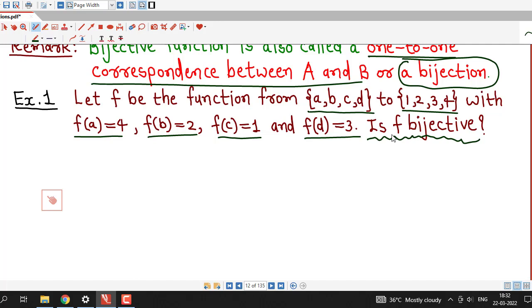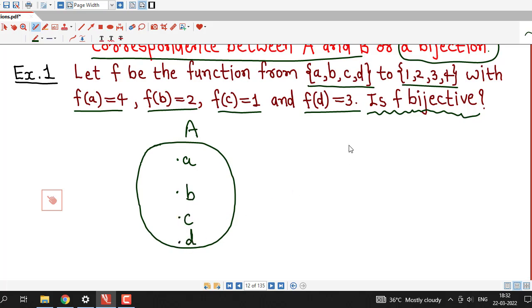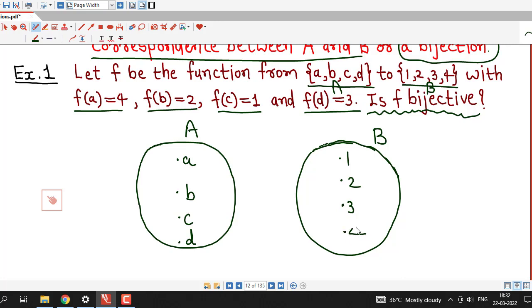Now we know that a function is bijective if it is one-to-one and onto. So first we check whether the given function is one-to-one or not. For that, because we are having finite sets, we can represent them using Venn diagrams. In one circle, I take the elements of set A. These elements are A, B, C and D. In another circle, we consider the elements of another set, which is denoted by B. Elements of B are 1, 2, 3 and 4.